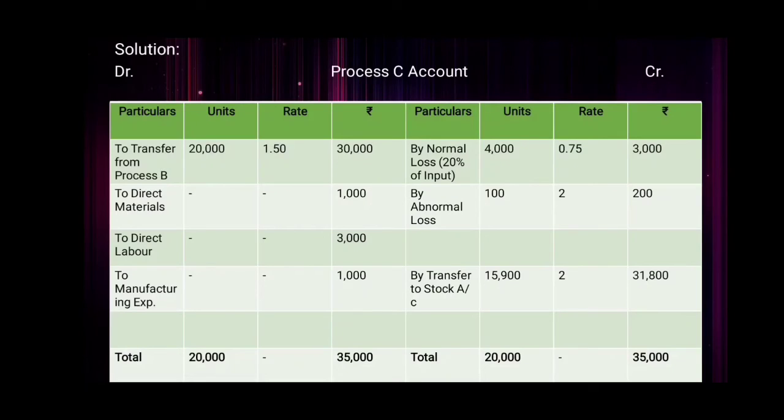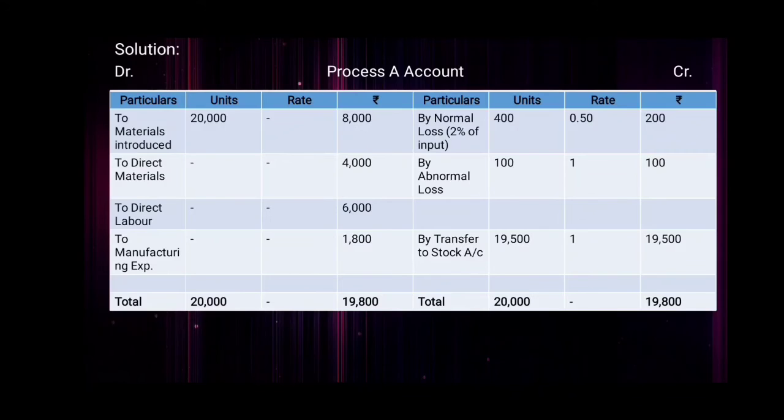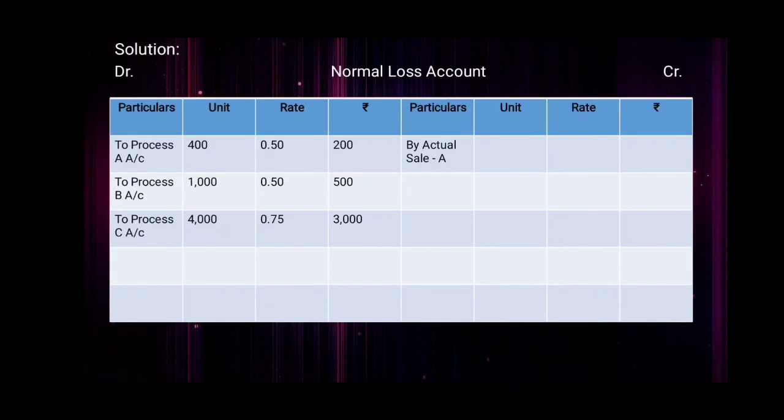For process C account, normal loss, 4,000 units at the rate of 0.75. So the total amount is 3,000. To process C account, 4,000 units at the rate of 0.75. Total amount will be 3,000. Now, by actual sale of process A, which is 400 units at the rate of 0.50, total amount being 200.